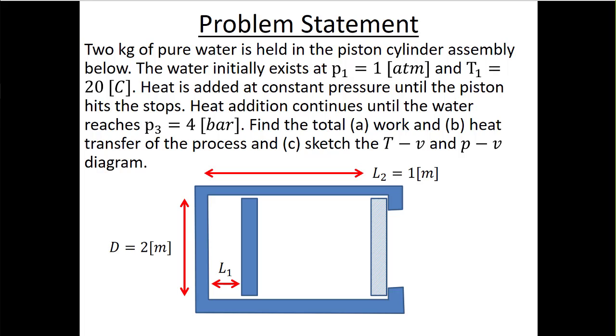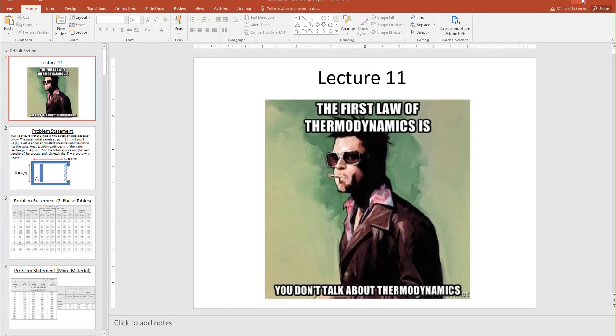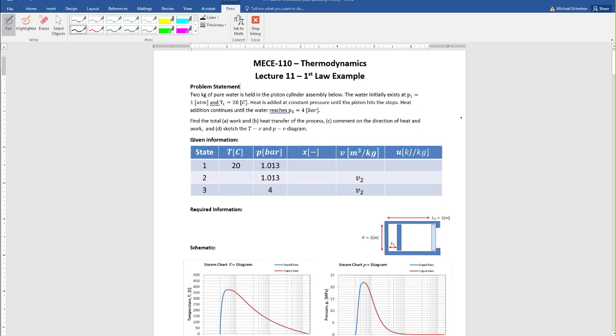The first happens at constant pressure, where we have 1 atmosphere, right? And the second happens after the piston hits the stops. So it's important for us to realize that at that point, it's the volume that's constant, right? So this is the starter sheet for today. This is the same material here, right?